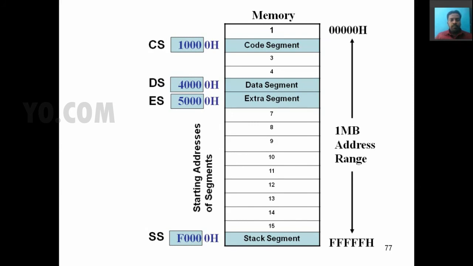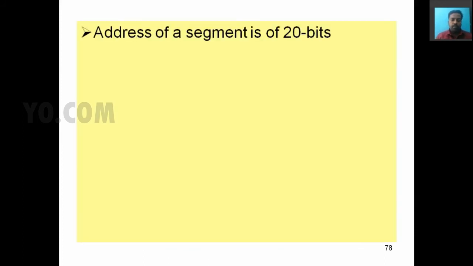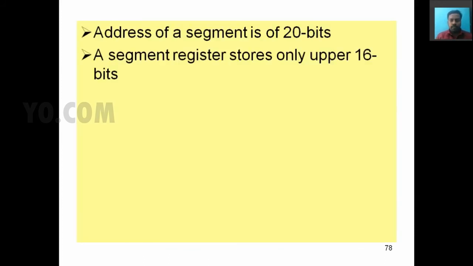Okay, so that is the code segment, data segment, extra segment, and stack segment starting address. Then the 0 is the extra higher byte, which indicates the 20-bit address. Microprocessor address lines are 20 bits. The first 4 bits are 0, and the remaining 16 bits are the offset. That is a memory address. So the address of a segment is 20 bits, but the segment register stores only the upper 16 bits.